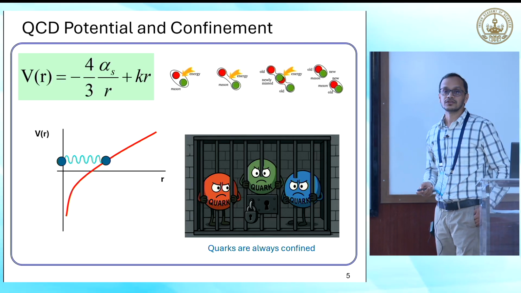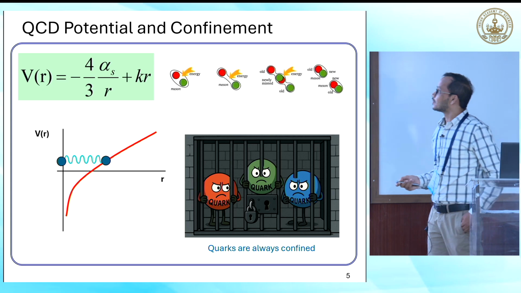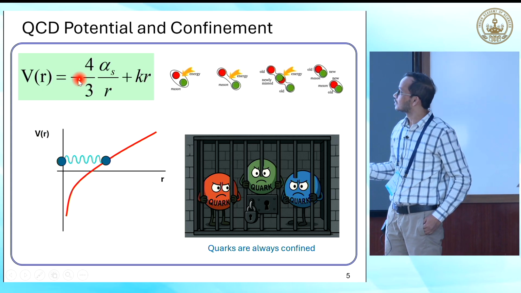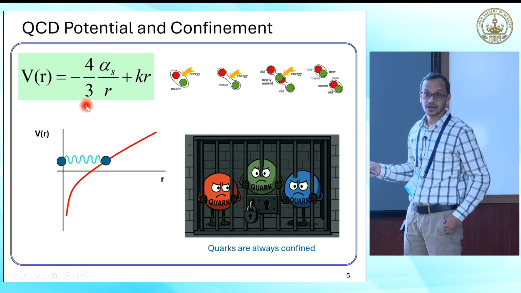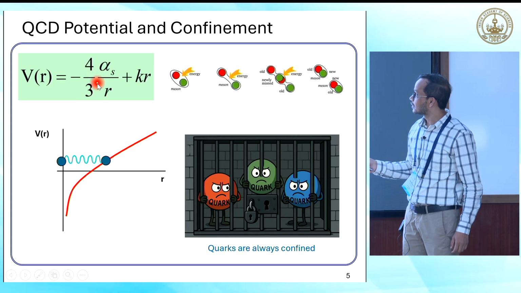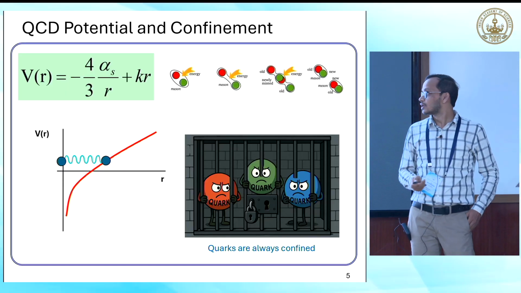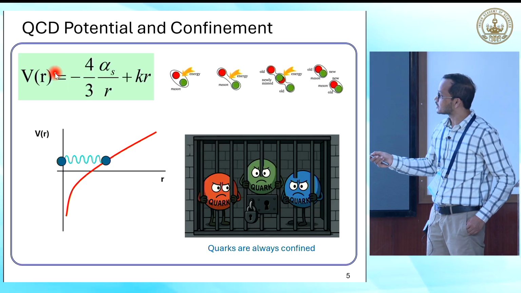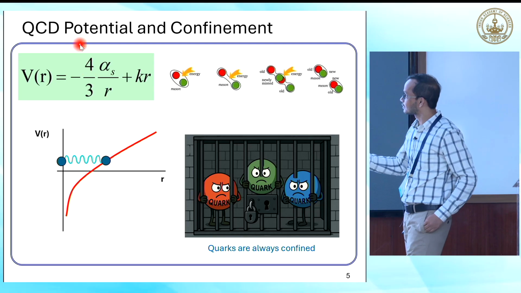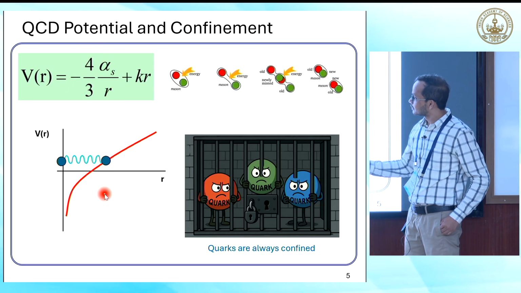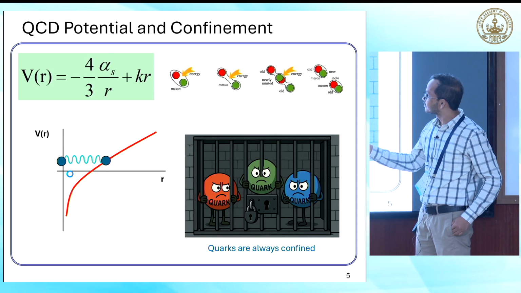Now, according to the QCD, the potential energy between two interacting quarks has 2 terms. The first term is a Coulomb-like term. It's inversely proportional to the distance, and it's the attractive term. The second term is linearly proportional to the distance between the quarks. If you plot this potential as a function of distance, when the distance is low, the first part will be dominating, that is the attractive part. As the distance increases, the second term will be dominating, the repulsive part.